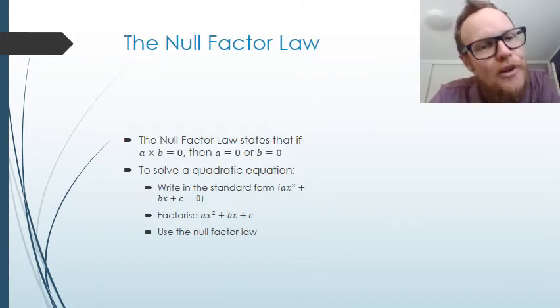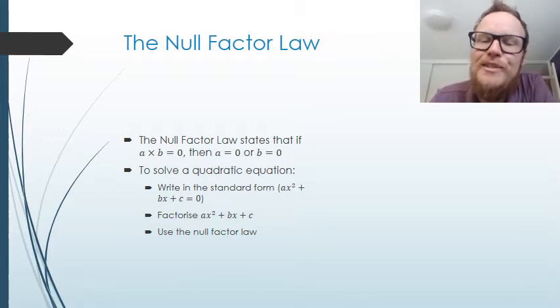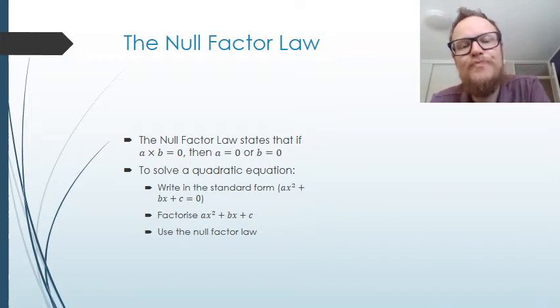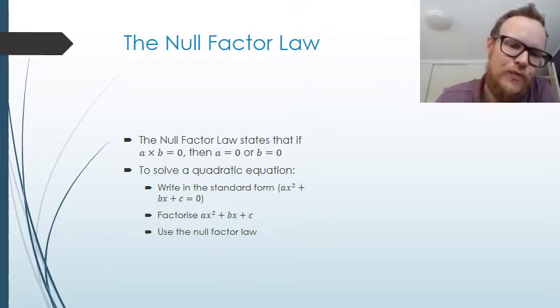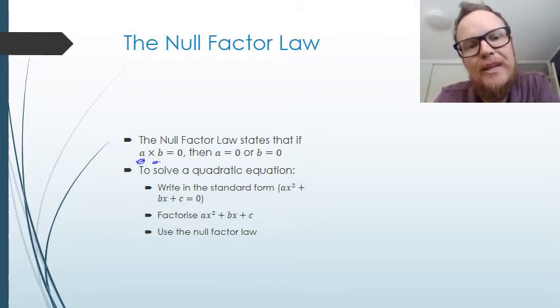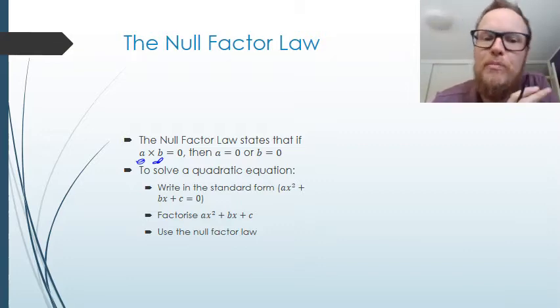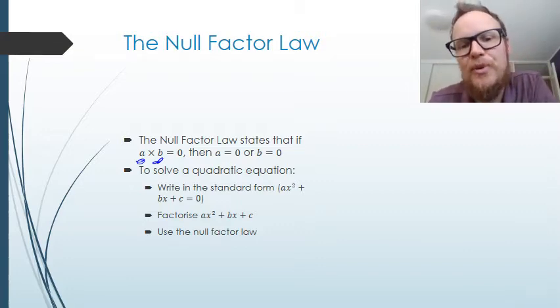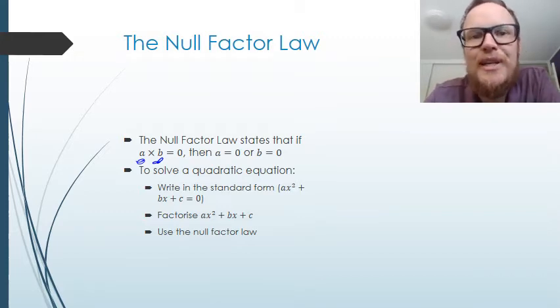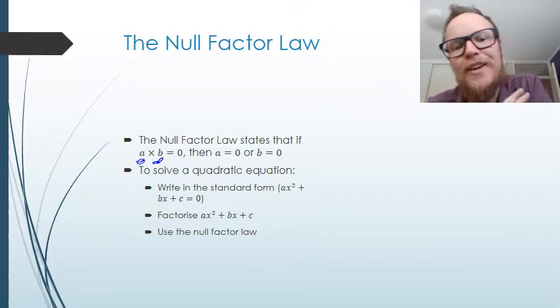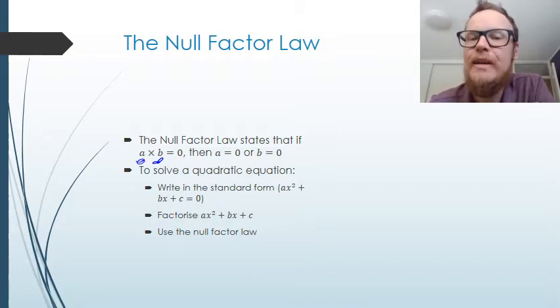Let's go. So firstly, null factor law basically says if I've got two numbers multiplied together and I know that equals 0, I know then that either the A, the first part here, is 0, or the B is 0, or both are equal to 0. That's a possibility because anything multiplied by 0 is 0. So if I know I've multiplied two things together and I get 0, that means one or both of them must be 0.